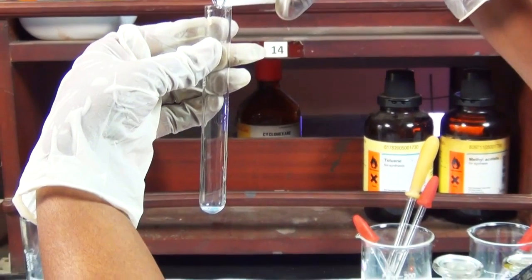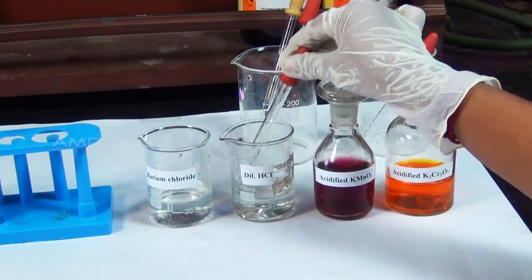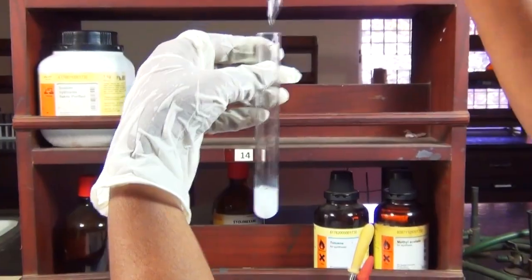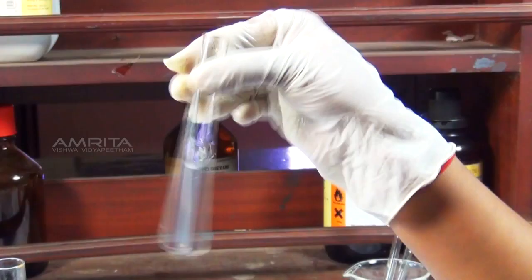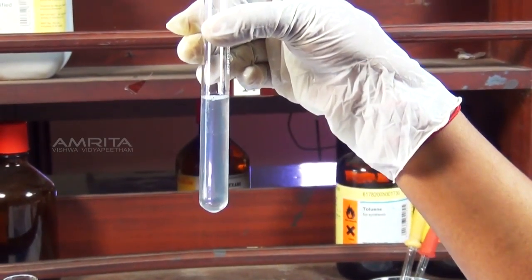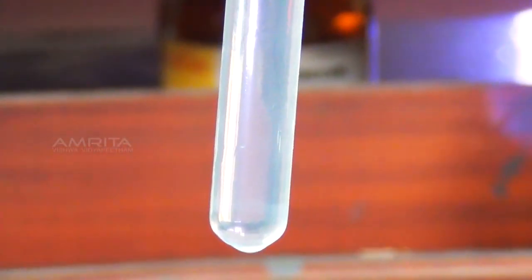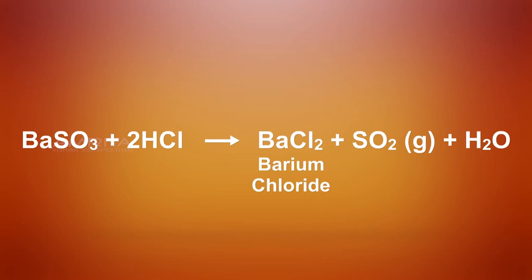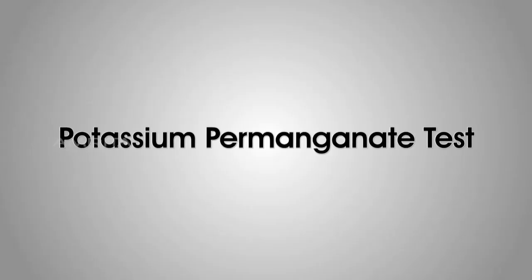Take a portion of the precipitate in another test tube. To this, add a small amount of dilute hydrochloric acid using a dropper. Shake the test tube. The precipitate of barium sulphite dissolves in dilute hydrochloric acid to form soluble barium chloride and evolved sulfur dioxide gas.